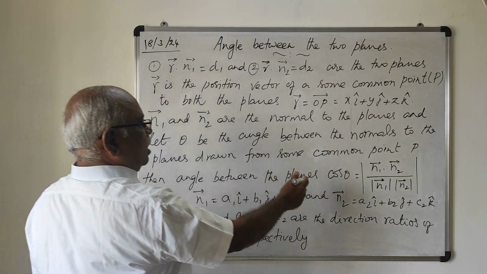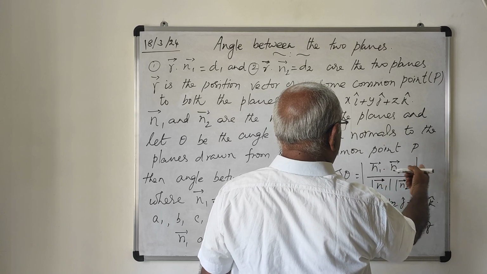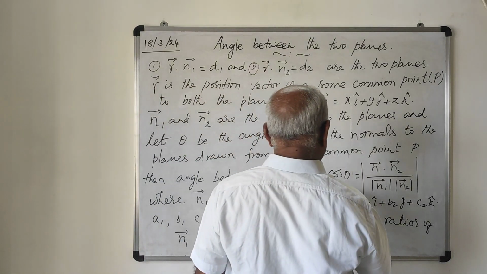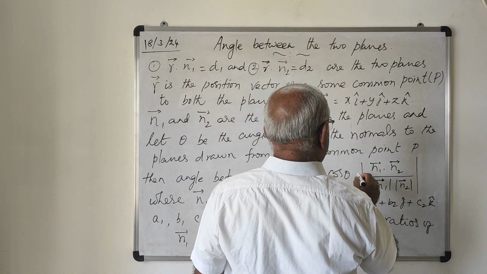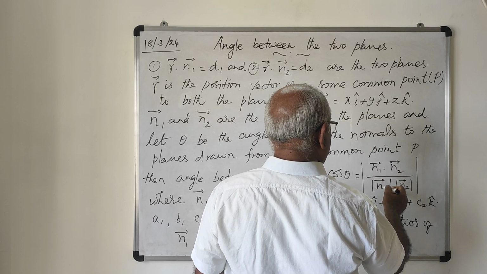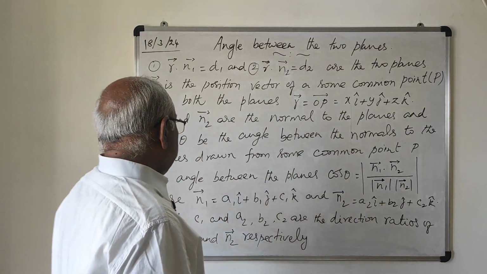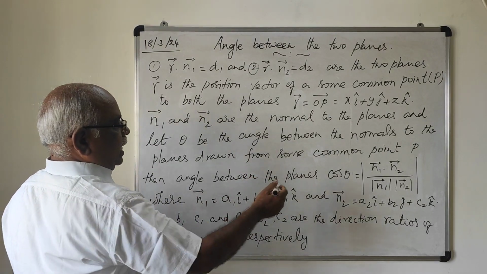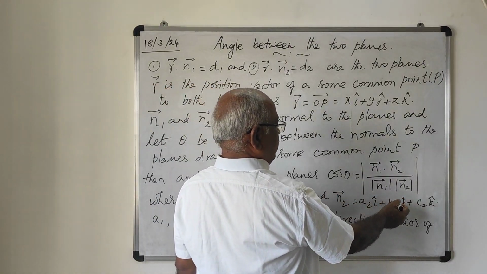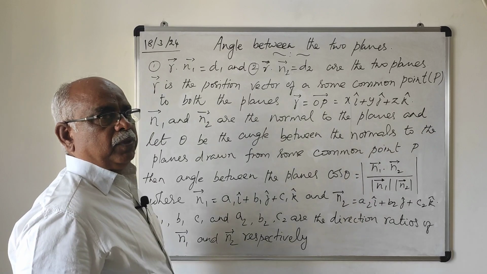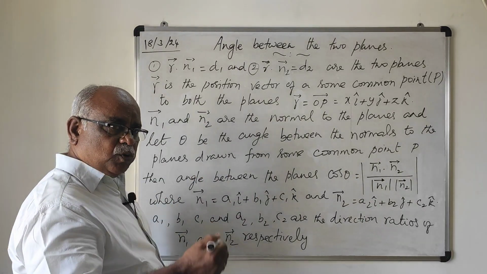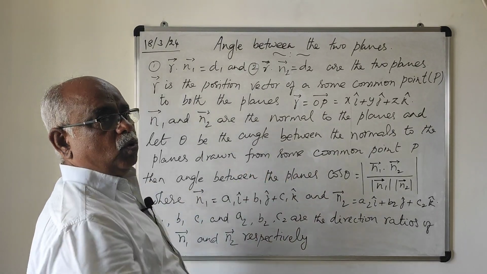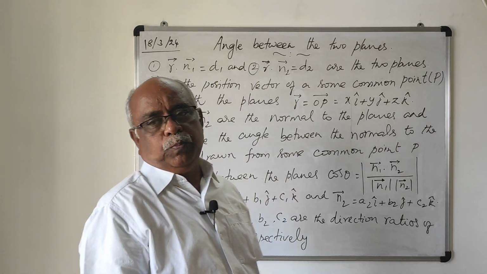That is given by the formula cos theta equal to modulus of n1 dot n2 by modulus of n1 into modulus of n2. This is the formula for finding the angle between the two planes, where n1 is given by the vector a1 i plus b1 j plus c1 k and n2 is given by a2 i plus b2 j plus c2 k. a1, b1, c1 are the direction ratios of the normal vector n1 and a2, b2, c2 are the direction ratios of the normal vector n2.